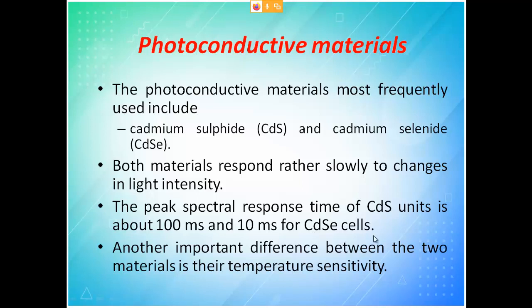Another important difference between the two materials is temperature sensitivity. We all know that when a PN junction is reverse biased, if the temperature of the PN junction increases, automatically electrons will be released from the bond and will try to cross, because they are not conductors, they are not insulators, they are in between. So they are temperature dependent. If the temperature rises, then the electron flow will start.